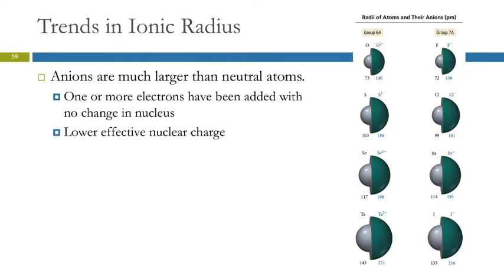You're adding electrons with no change in the nucleus. And it's not obvious from the little simple calculation we did, but this does result in a lower effective nuclear charge. Because there is some shielding between valence electrons. We just kind of glossed over that. But an anion is going to be larger than its neutral atom.